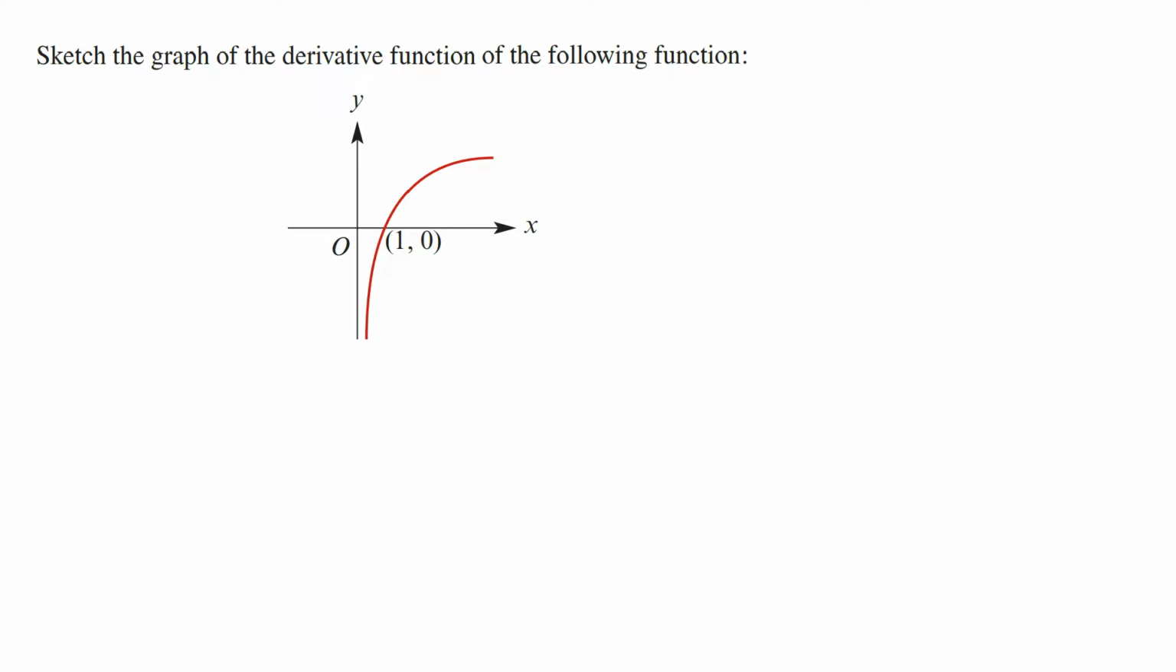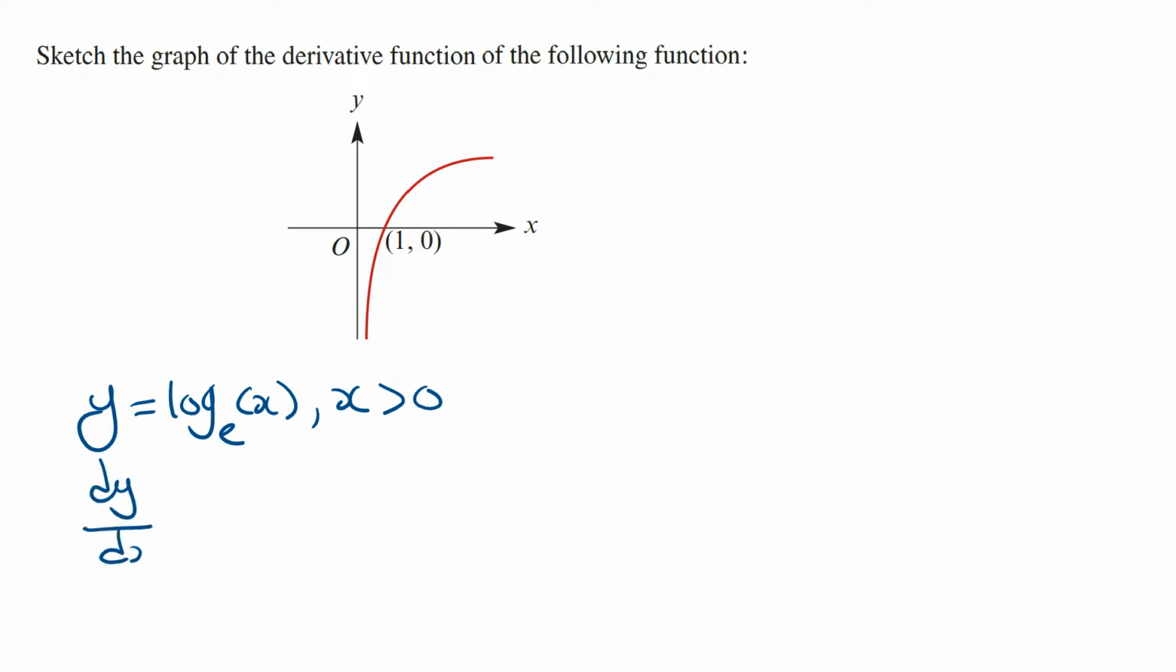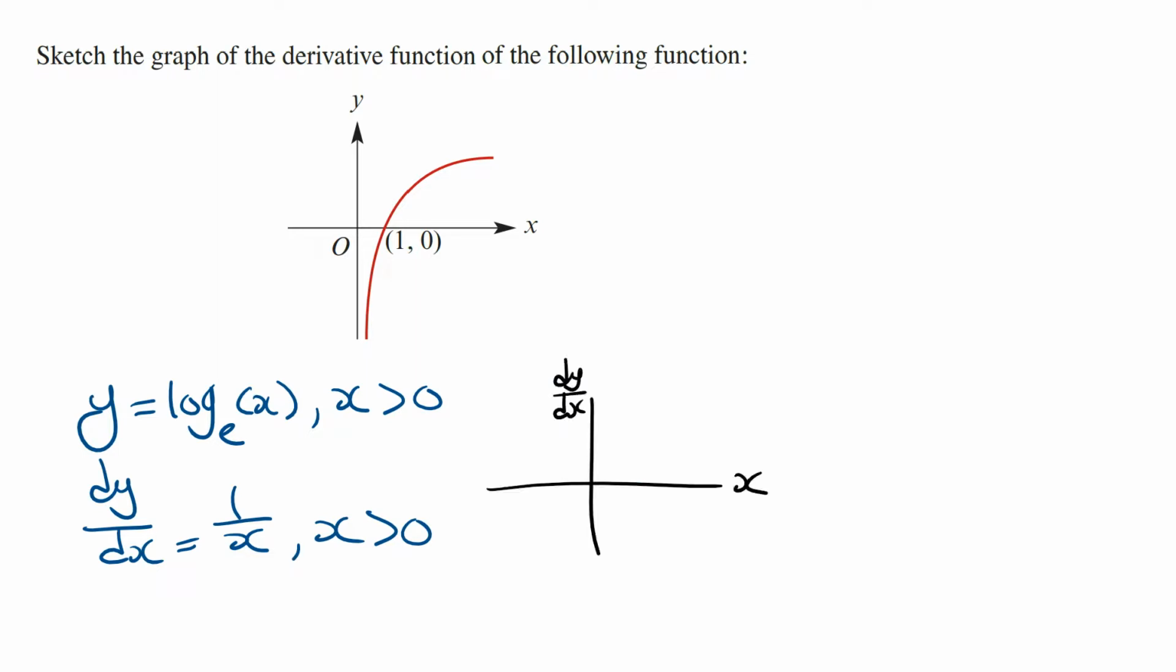Looking at this graph, it looks like a basic log graph. And so we can say that y is equal to log e of x, where the domain is for x values larger than 0. And so deriving this, we're going to get dy/dx, and this is equal to 1 on x for x values larger than 0. And so the graph of the derivative function is going to be the graph of 1 on x, which is a hyperbola, for x values larger than 0.